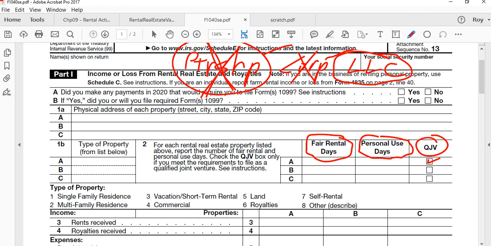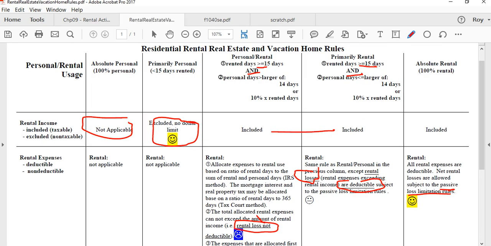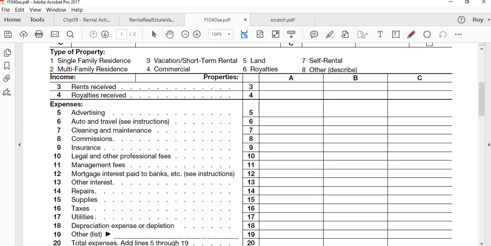And you take the days rented and divide it by the total to get a fraction of the amount of expenses that you're gonna claim. Like maybe the mortgage interest, you take that fraction and put it over here, yeah? Or utilities and that fraction, you put it here. Now, if you can identify anything just specifically for rental, especially like advertising, you wouldn't advertise for your own personal use, right? So you can deduct the whole thing.